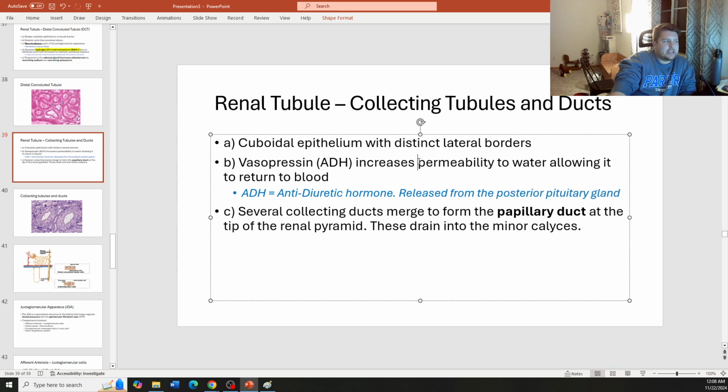And its job, it increases permeability to water. So it's antidiuretic. So it makes us retain and hold on to water.